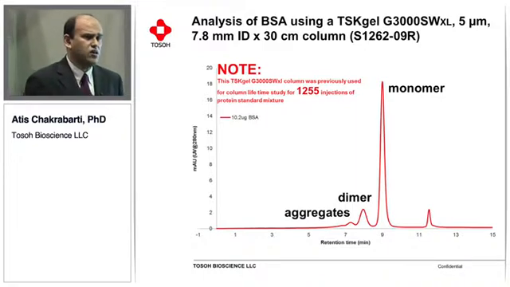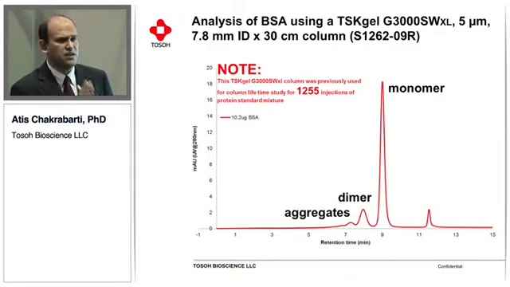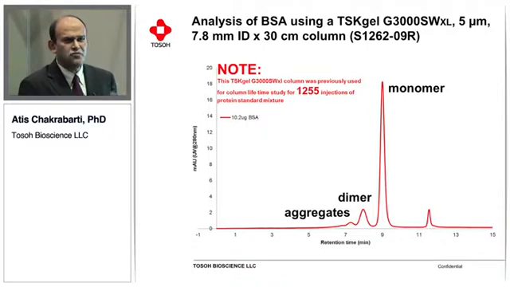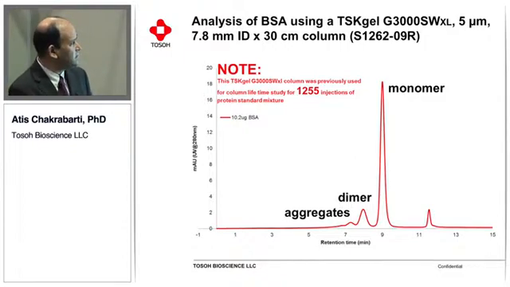I have actually got many questions from different end users. Can you separate the BSA monomer from the dimer and trimer, because they use it as a standard for different purposes to begin with. So what I found, I took another column which had already run for 1255 injections using protein standards and other samples, and then I ran this particular sample, BSA, and as you see, the monomer is very well separated from the dimer, followed by the trimer.